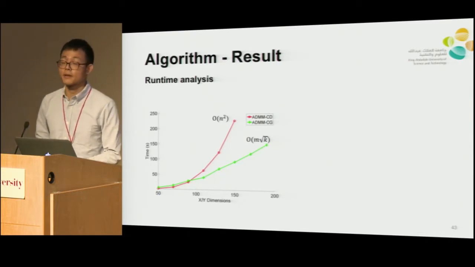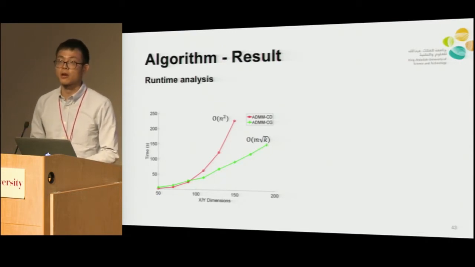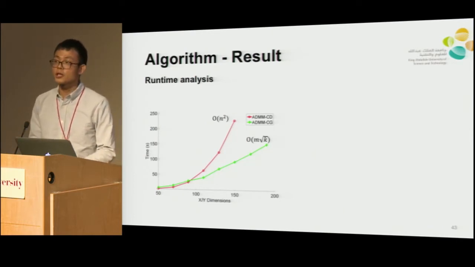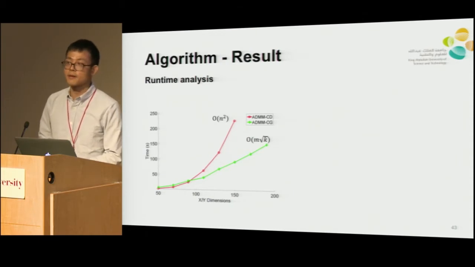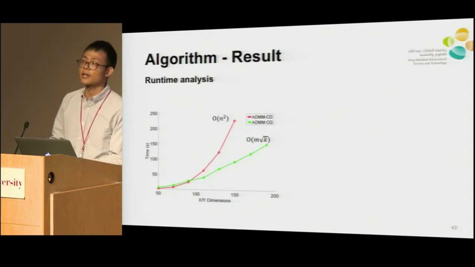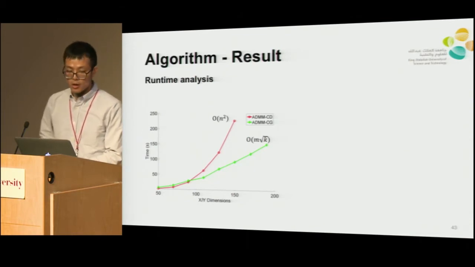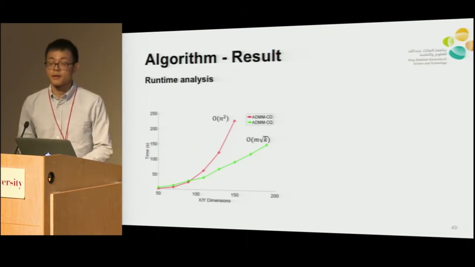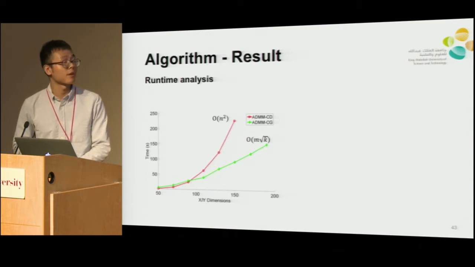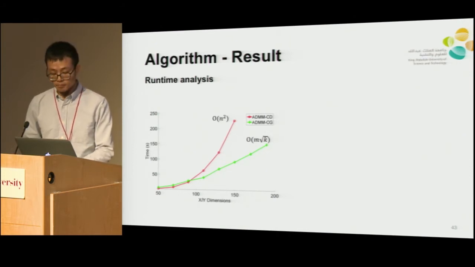As for the time complexity, for Cholesky decomposition, it's n squared. As for the CG, it has a time complexity of m times the square root of k, where m is the number of non-zero elements and k is the condition number. When the system size is small, the CG solvers always outperform the CD solvers, while its cost will increase quadratically.